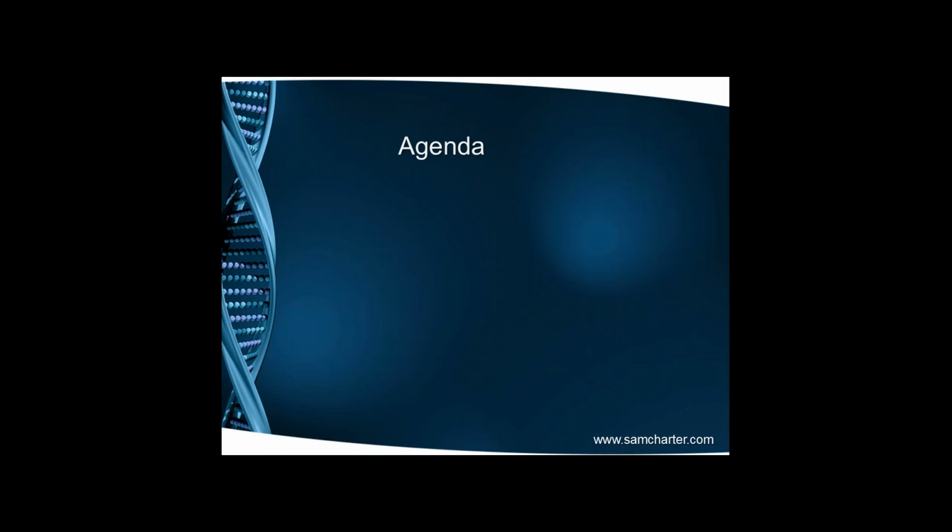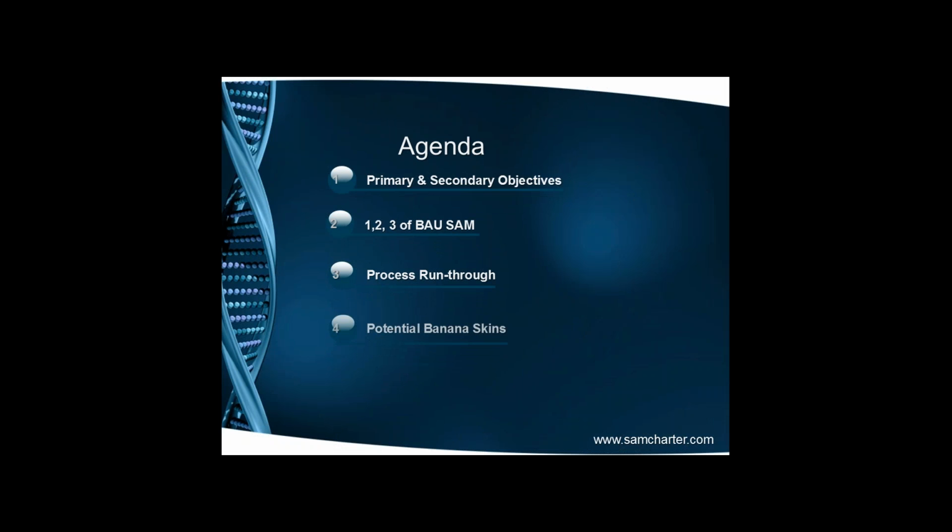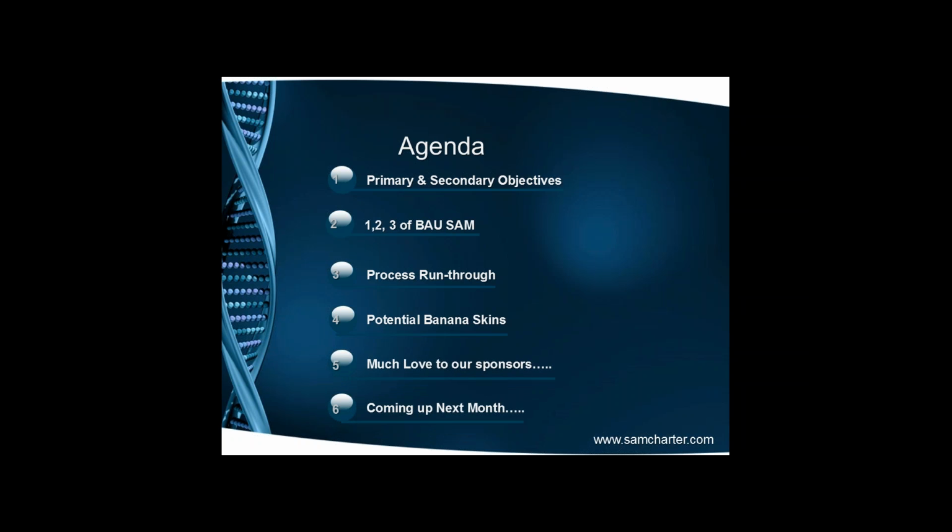If you're used to the presentations by now, you'll know we've got a set agenda. One of the first things we'll be looking to do is capture the primary and secondary objectives of the orphan data process. Then we're going to take a slight diversion and look at a concept called the 1, 2, 3 of BAU SAM. Then we'll offer a process run through. Next, we'll look at potential banana skins that this process could experience in an organization. We have a doffing of caps to our sponsors, and then we're going to be looking at what's coming up next month.